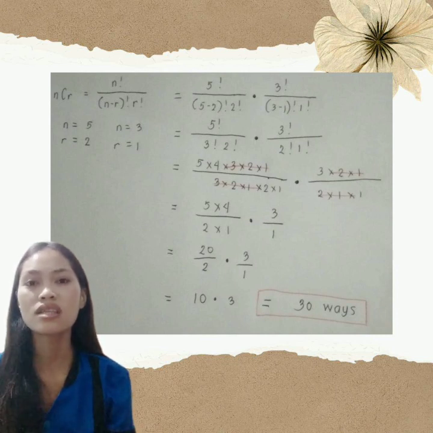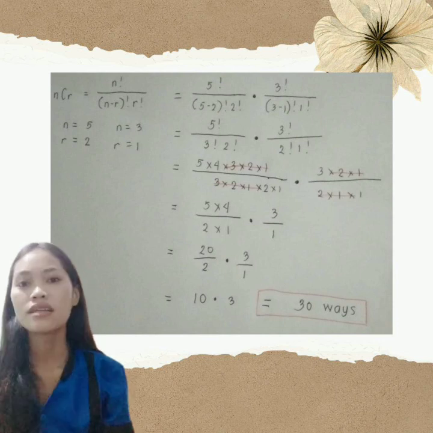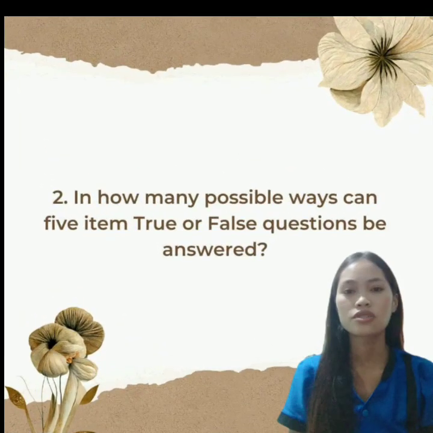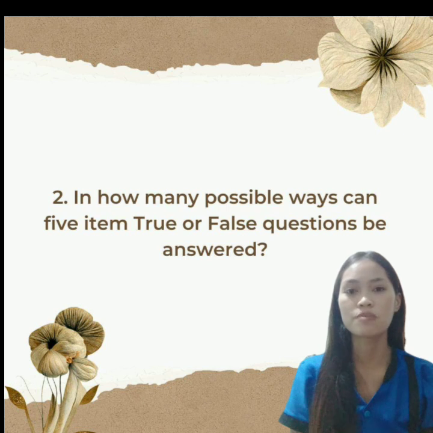Then divide 20 by 2, then it is equal to 10 times 3 divided by 1. The final answer is 30 ways. Second question. In how many ways can 5-item true or false questions be answered?